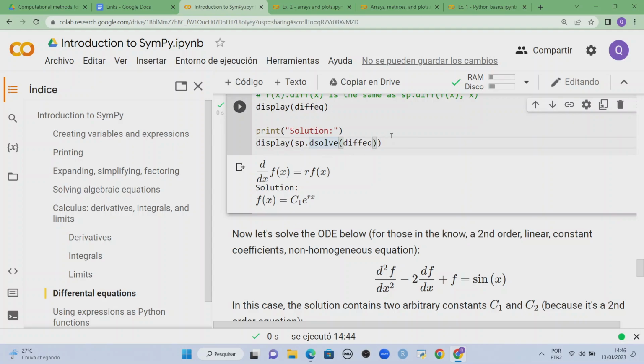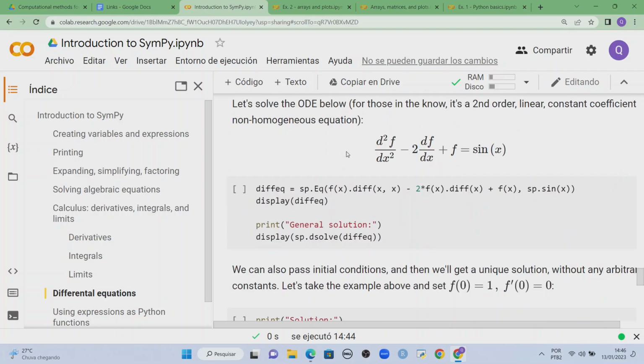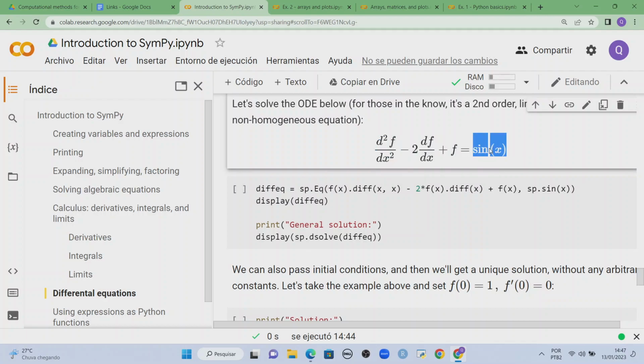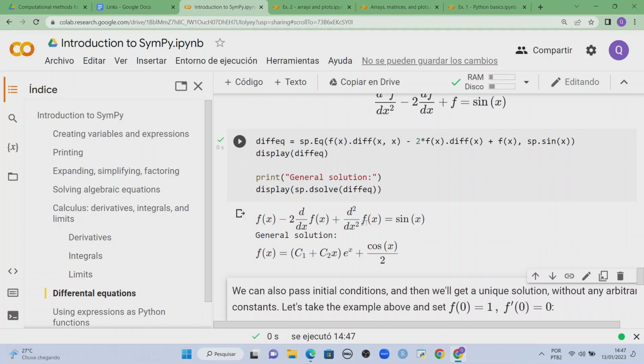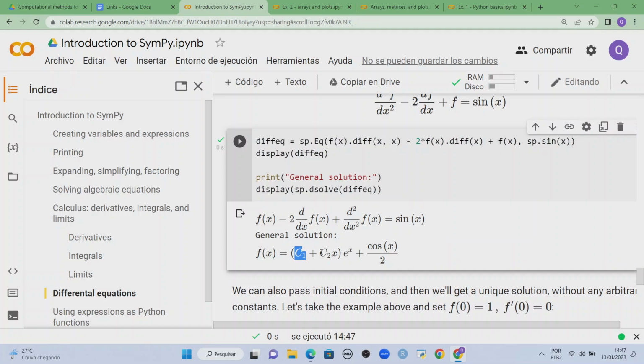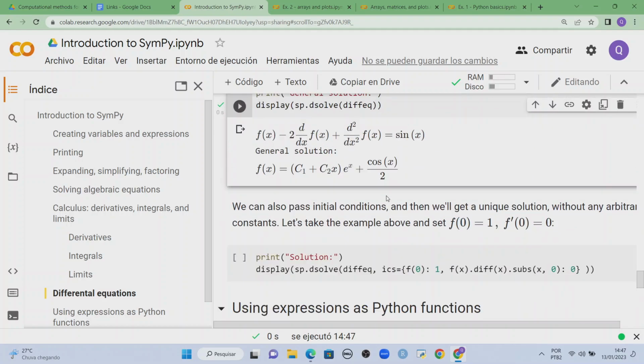Okay. So this is another equation here, now a much more complicated one. This is a second order equation with a non-homogeneous part and so on, right? And when you do this, this is the equation, so you see that it's a second order equation and a bit more complicated. And this is the general solution. Since it's a second order equation, now you have two different arbitrary constants, right? But if we also pass initial conditions, how do you do that?